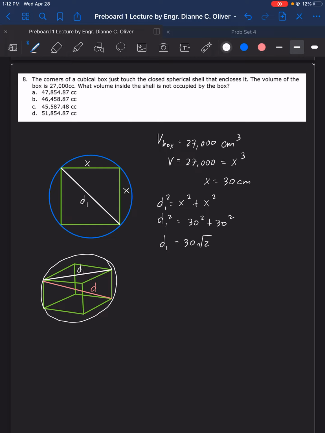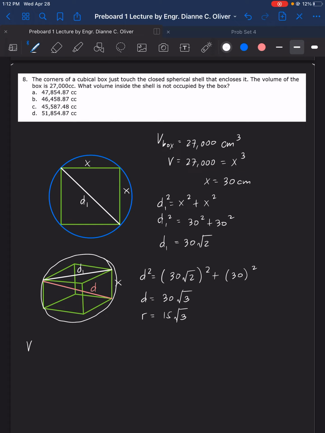Now to find that diameter, knowing that this is X here, that is 30, we have the Pythagorean theorem. d squared equals the diagonal 1, so 30 square root of 2 squared plus the X, which is 30 centimeters. So D is equal to 30 square root of 3. Radius is equal to 15 square root of 3.